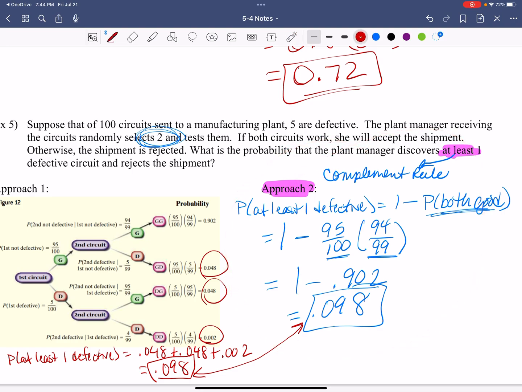Now, the real question on the table is, are they going to accept it or reject it? Because it says, what's the probability that the plant manager discovers at least one defective circuit and rejects? Do you think they're going to reject it? Yeah, because it's not unusual, right? So unusual is less than 0.05. Well, this is not unusual. So yeah, it's nearly a 10% chance that you're going to get something that's defective. So yes, most likely the shipment will be rejected.